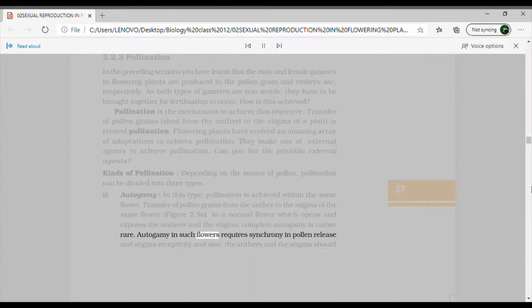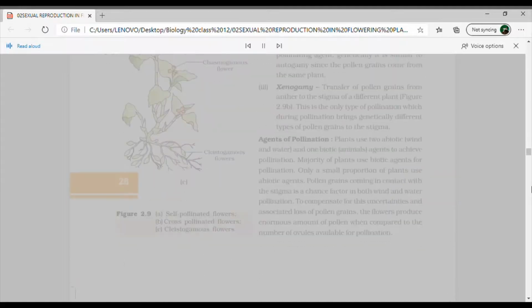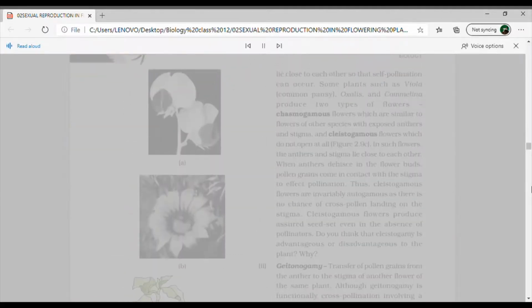Autogamy in such flowers requires synchrony in pollen release and stigma receptivity, and also, the anthers and the stigma should lie close to each other so that self-pollination can occur. Some plants such as viola, common pansy, oxalis, and camelina produce 2 types of flowers, chasmogamous flowers, which are similar to flowers of other species with exposed anthers and stigma, and cleistogamous flowers, which do not open at all, figure 2.9c. In such flowers, the anthers and stigma lie close to each other.